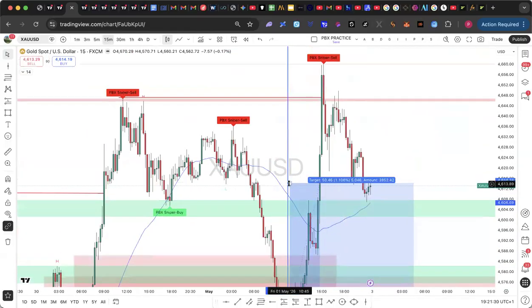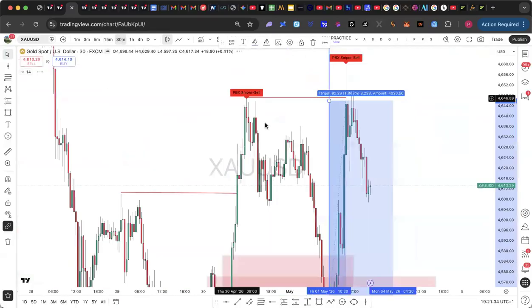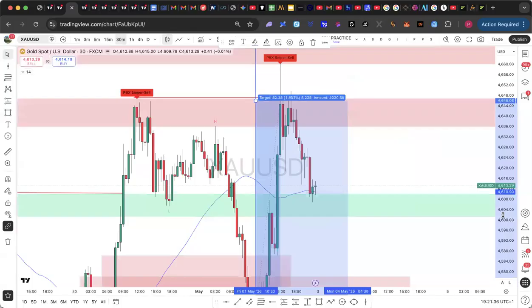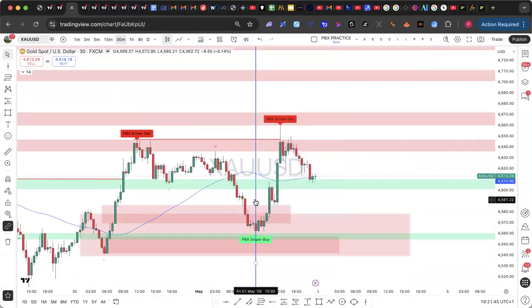So on that 30 minutes, you're going to stretch up here. Then let's go back and look at the 30 minutes. So you can see, right? Now we have stretched up here, and stretching up here has given you 820 pips. That is, I'm stretching to the resistance.